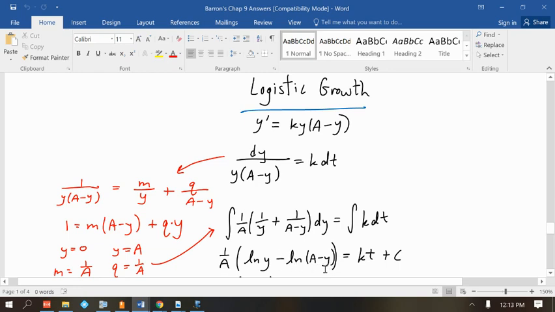And that's because, remember, our variable is y. A is a constant. Y is the variable. What is the derivative of negative y? The derivative of negative y is negative 1.